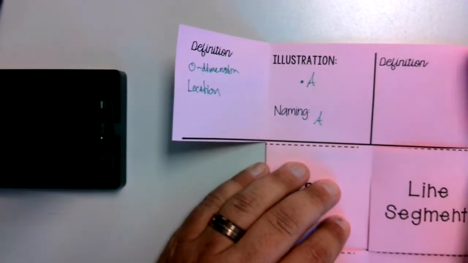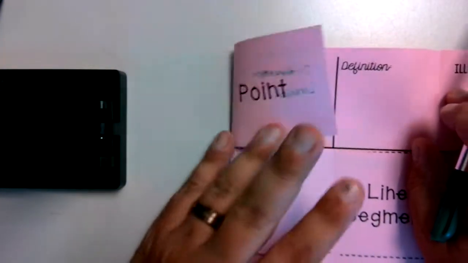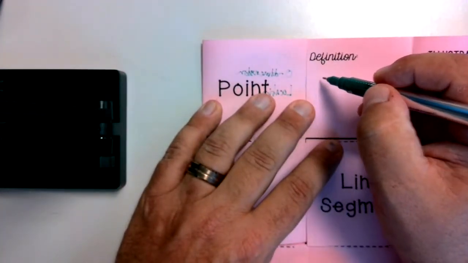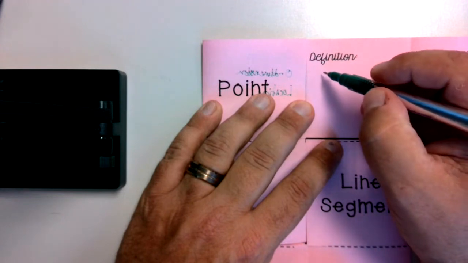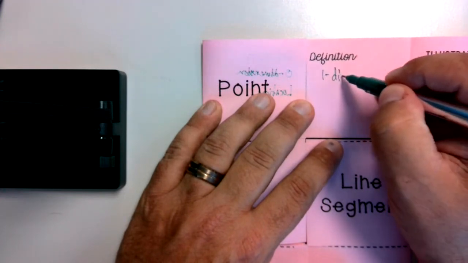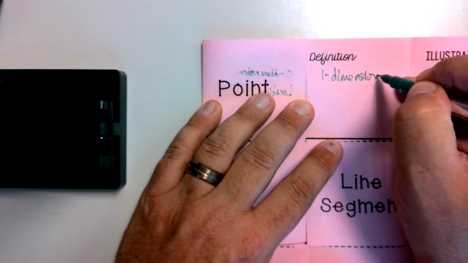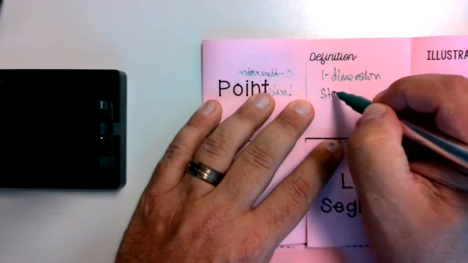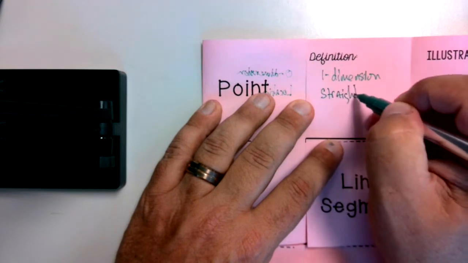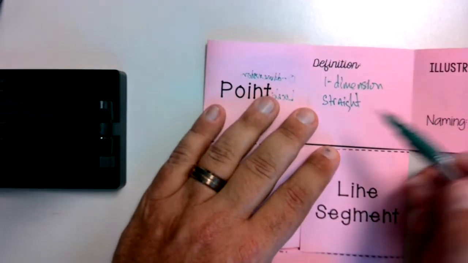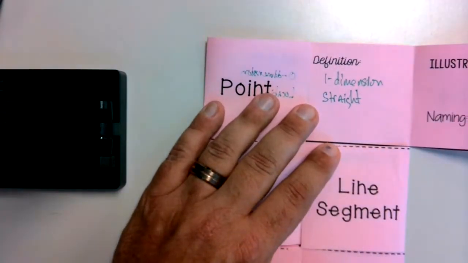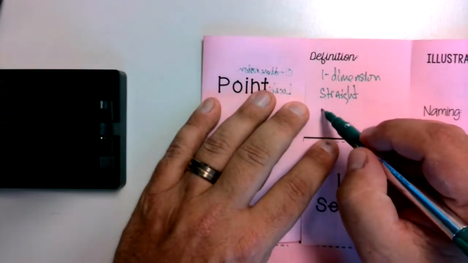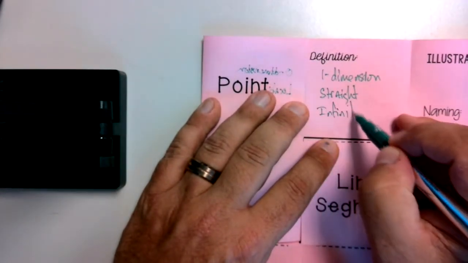Now, when we move to lines, the definition, again, is another hard one to do here. I'm going to say that this is one dimensional. It takes this idea of straightness. They have to be straight. They can't curve. They can't bend. So there's none of this. They're straight and they are infinite. They go on forever.